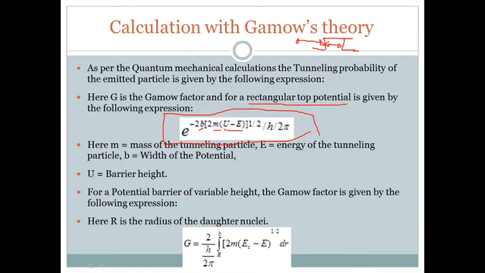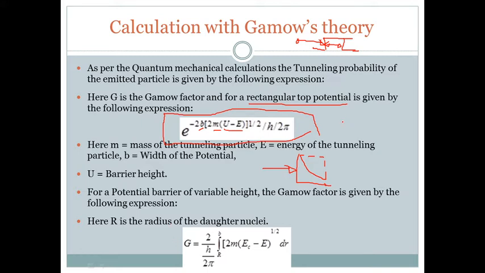Now, our actual potential, as you know, is not a rectangular top, but is something of this form. So this is not a proper rectangular top. This would have been a rectangular top, but this is a variable rectangular top. This is our actual potential which the alpha particle is going to experience. So it's not a pure rectangular top, but a variable one, and the Gamow expression is modified here.